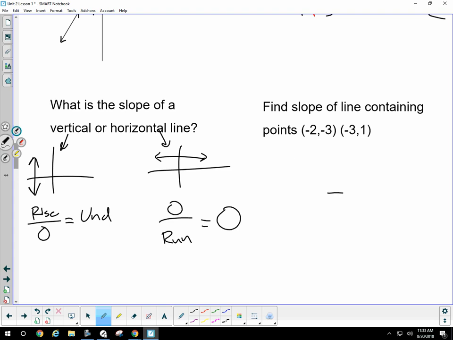If we go through the work on this, we get -4. 1 minus -3 over -3 minus -2 gives us -4.